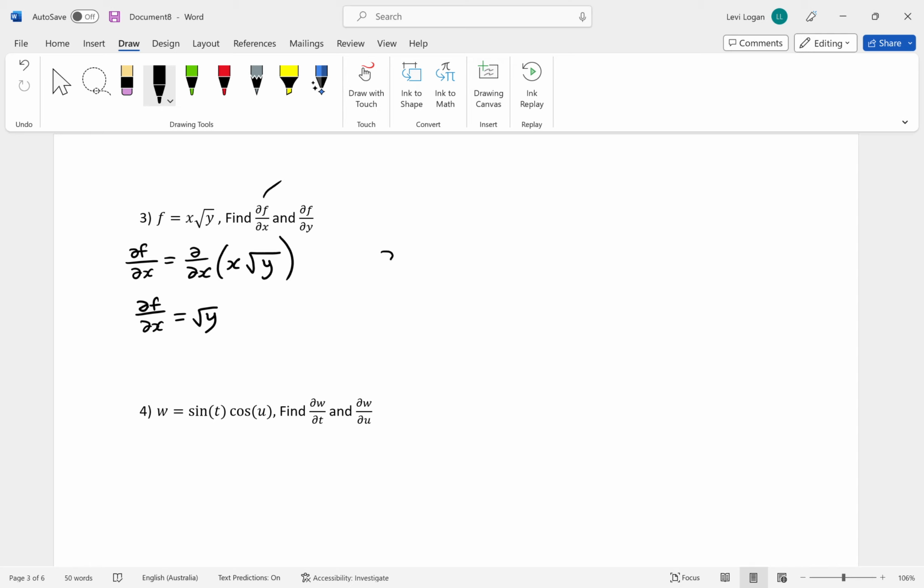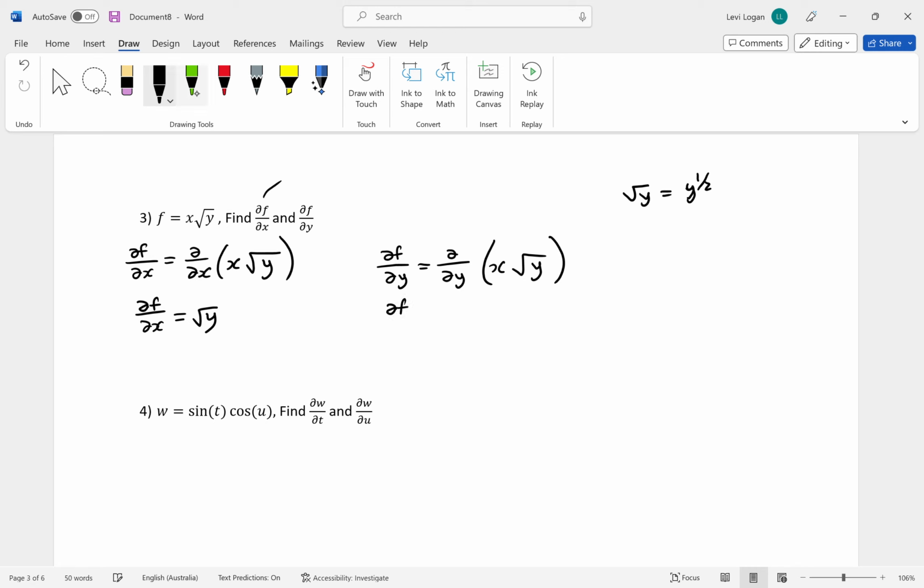Let's do the partial derivative of f with respect to y. Now we care about that square root of y, because now we don't care about x, because we're differentiating with respect to y. Notice how I just keep telling you not to care about the other variable when you're differentiating. Square root of y is the same as y to the power of a half, okay? So change how this looks.